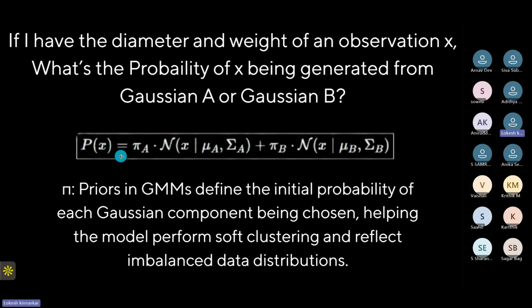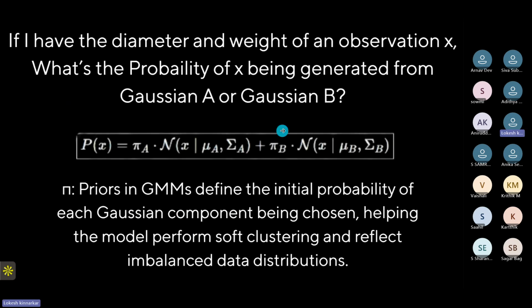So this term pi is nothing but a prior we define in Gaussian mixture models because it is helping us essentially to perform soft clustering, and it also represents the real world data which is imbalanced. Also, these priors are nothing but, if there are n particular Gaussians, then what is the probability of selecting the kth Gaussian? So these priors are defined to replicate the data set which is present in the real world. Also, these priors are learnable. That is, we will update these using the expectation maximization algorithm.